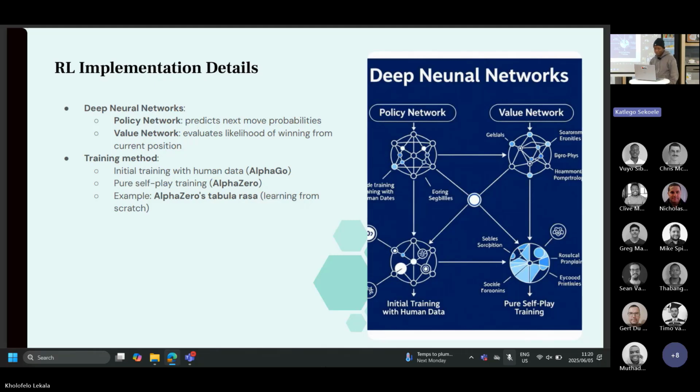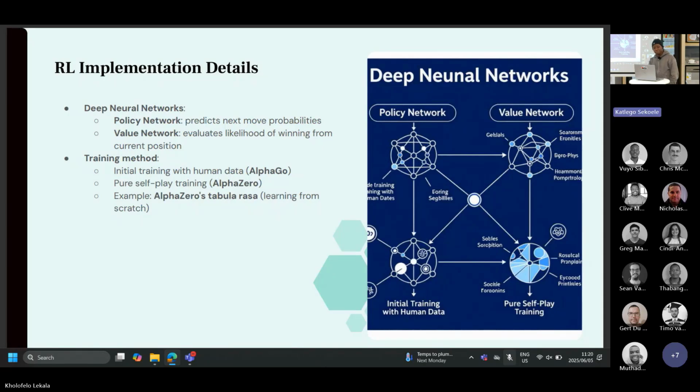We have had a few reinforcement learning agents developed. One is initially trained with human data, then uses reinforcement learning to further its training, like AlphaGo, which plays the game Go. The other version is purely self-play training, which plays itself from scratch until it learns how to play the game at an expert level.